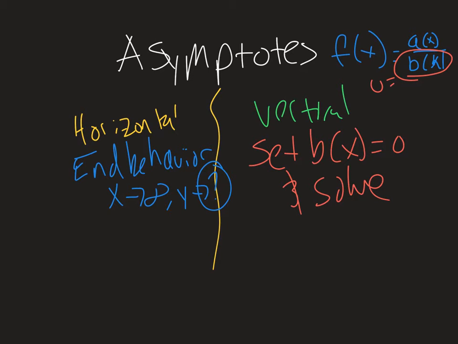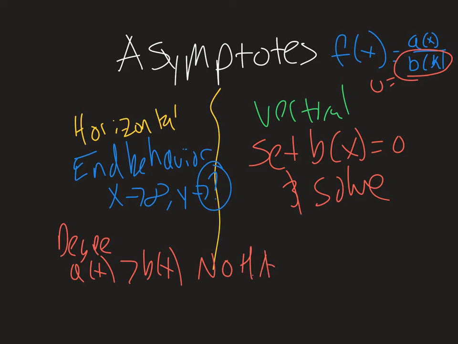Another school of thought is to compare the degrees. If the degree of a of x is greater than b of x, there's no horizontal asymptote. And again, that kind of stems from the end behavior. If you have an x cubed term divided by an x squared term, eventually the x cubed term is going to win out. If we have a of x less than b of x, then our asymptote will be 0. So a horizontal asymptote at y equals 0.